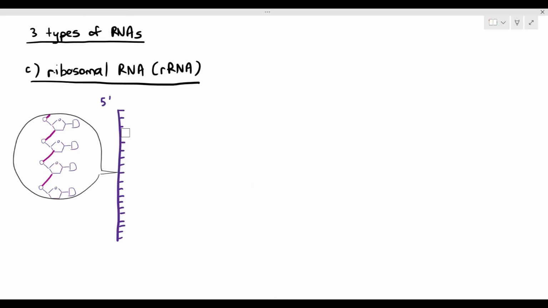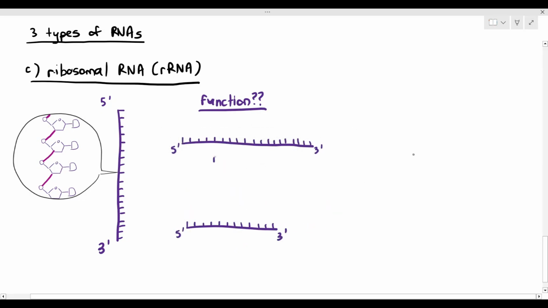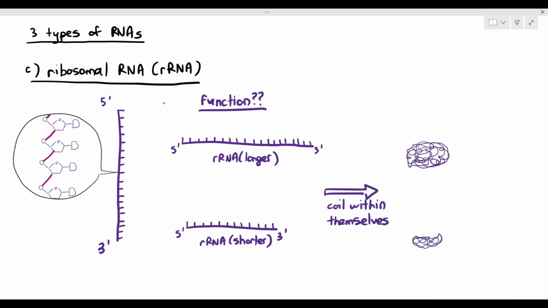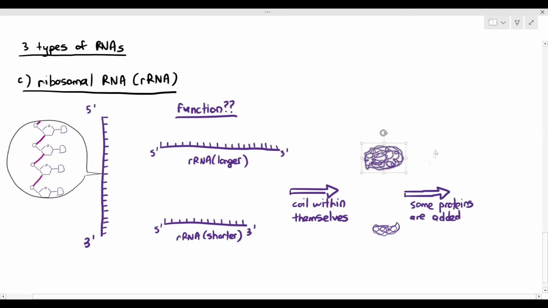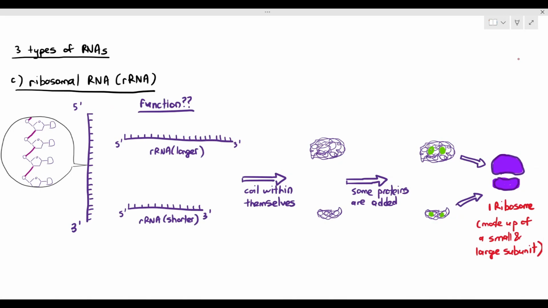And last but not least, the third type of RNA is referred to as ribosomal RNA. Still a single chain made up of RNA nucleotides joined together by phosphodiester bonds, and their function is very simple. You have one rRNA, which is the longer one, and another rRNA at the bottom, which is the shorter one. They both coil within themselves and form a 3D structure, add together some proteins, and what do you get? You get a ribosome. Because if you remember when we looked at chapter 1 and when we described the structure, the ribosome is actually made up of rRNAs and proteins joined together.